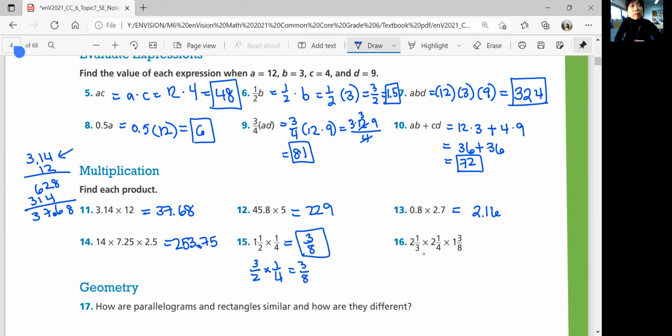7/3 times 9/4 times 11/8. Then you multiply the numerators, you multiply the denominators, and then you simplify. But if the numbers are too big, you can simplify what you can with the numerators and the denominators. And so that's just going to be 7 times 3 times 11, 231/32. And that's going to be 7 and 7/32.